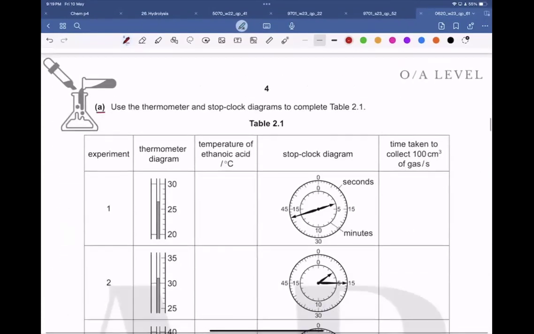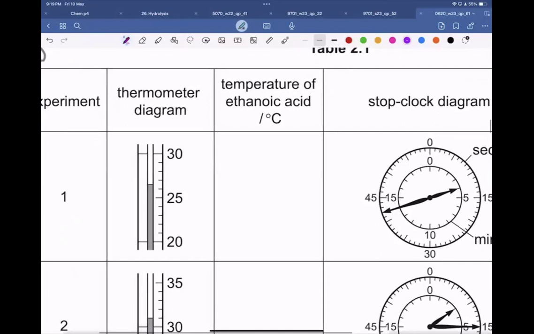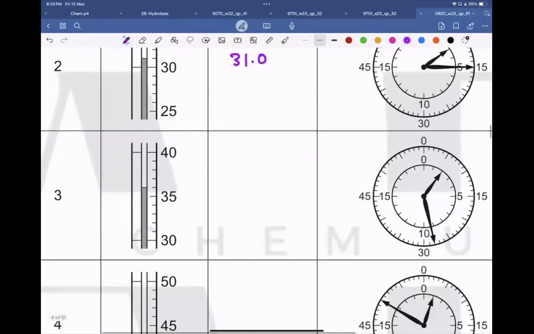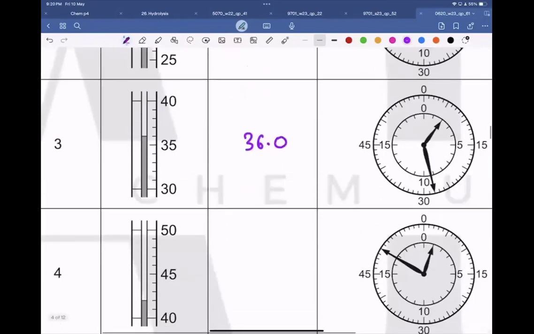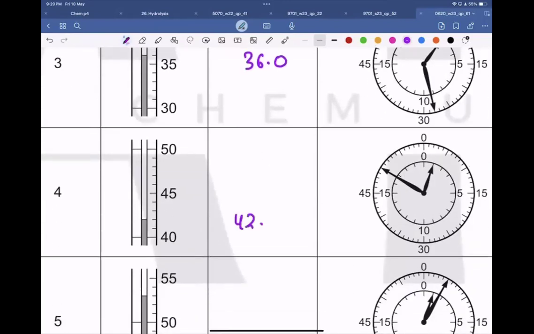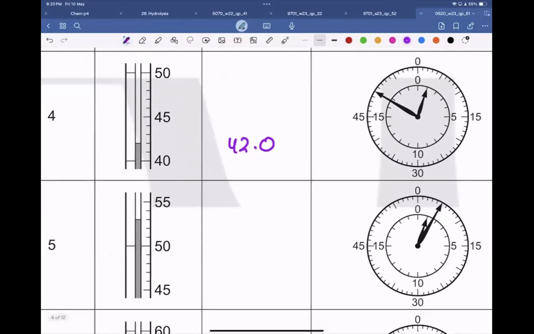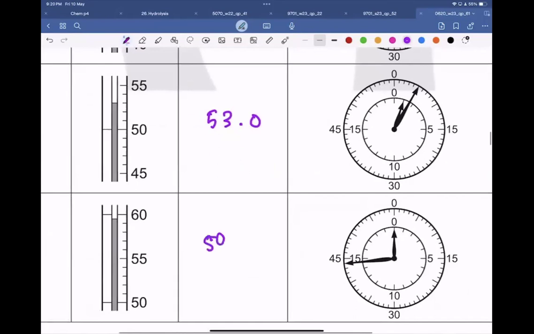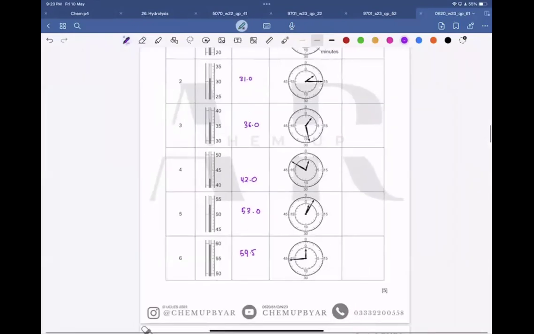Okay. Now what they are saying is, use the thermometer and the stop clock diagrams to complete table 2.1. So in experiment 1, what is the temperature? If you see, it's 26.5, right? Over here, it's 31.0. Over here, it's 36.0. Over here, 40, 41, 42.0. Over here, it's 53.0. And it's between 59 and 60, so it's 59.5. Is this understandable to all of you?